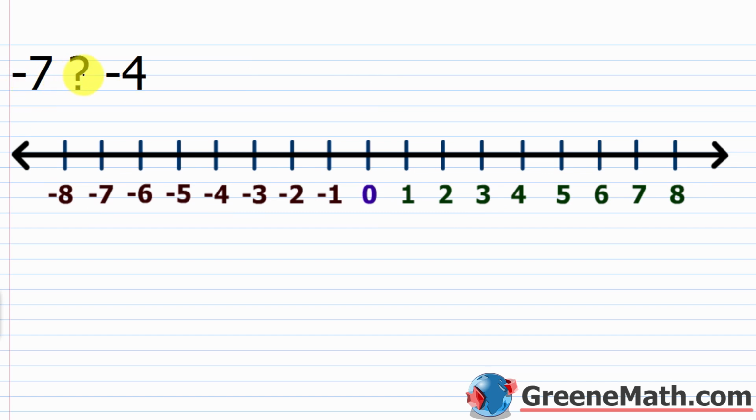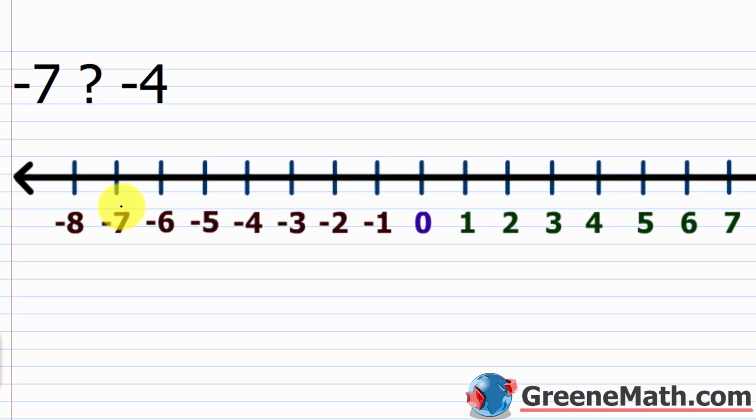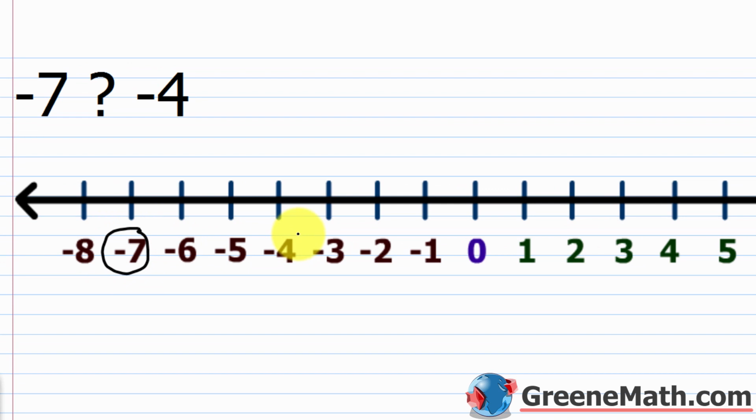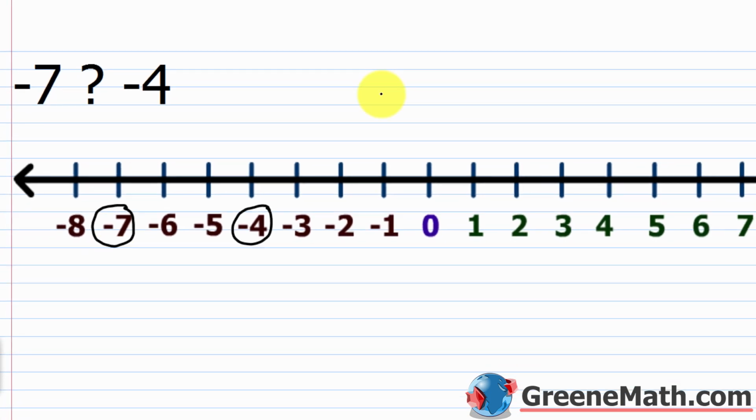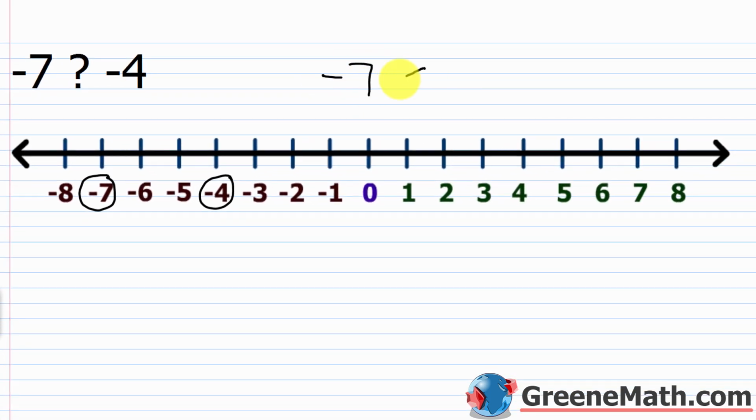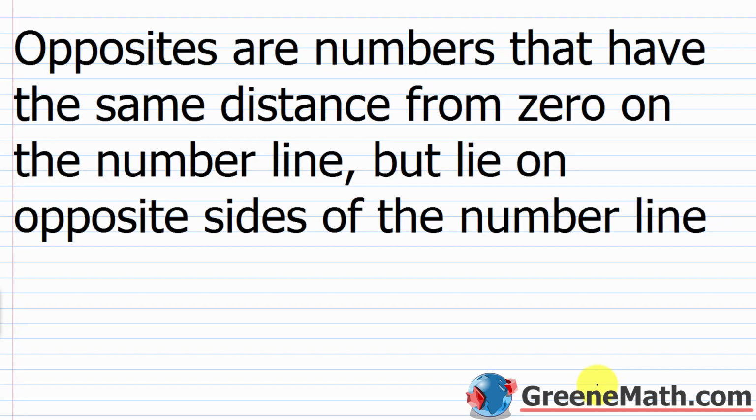Let's take a look at negative 7 question mark negative 4. So here's negative 7, and here's negative 4. Negative 7 is to the left of negative 4 on the number line, so it's a smaller number. So we would have negative 7 is less than, again, the symbol's going to point to the negative 7 because that's smaller, negative 4.